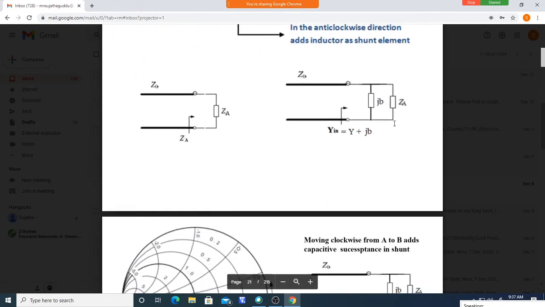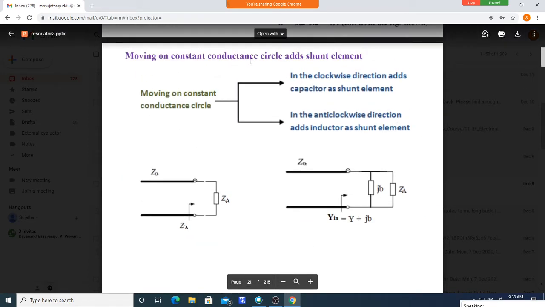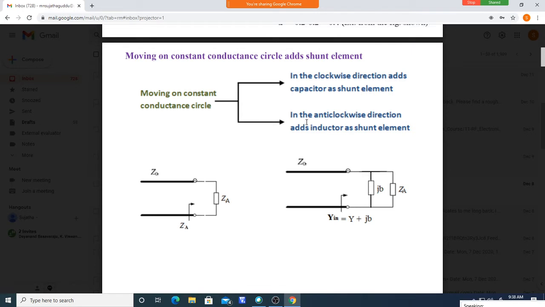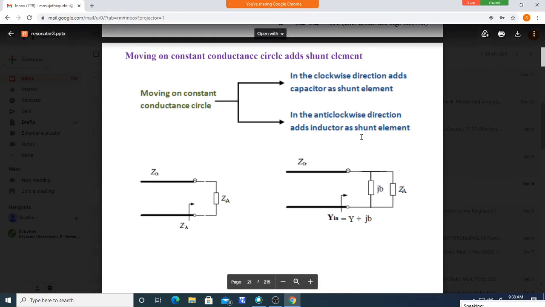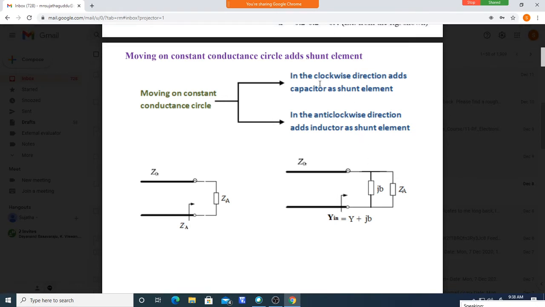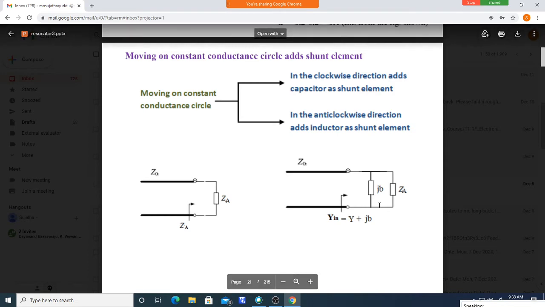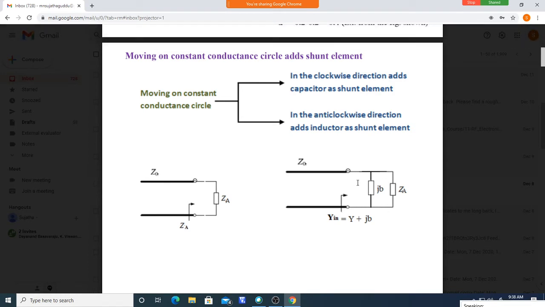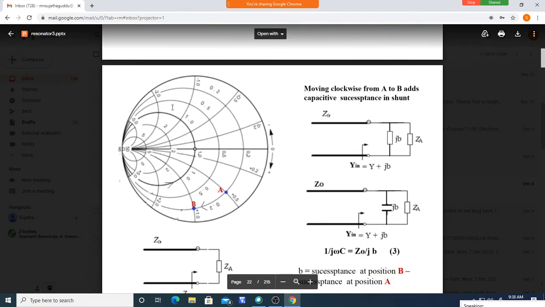Similarly, moving on a conductance circle adds a shunt element, like this. Moving on a conductance circle in the clockwise direction, it adds a capacitor in shunt. If you move in the anti-clockwise direction, it adds an inductor in shunt. See, this is a conductance circle.